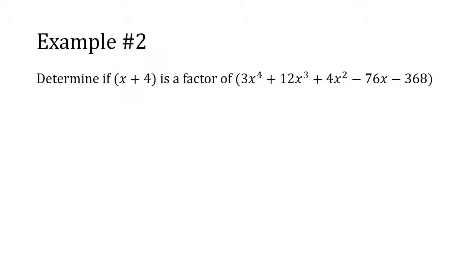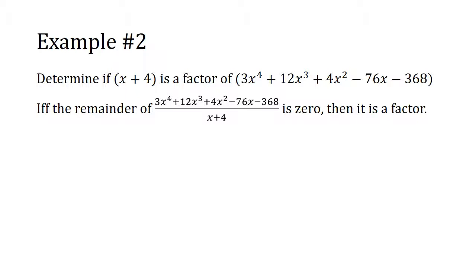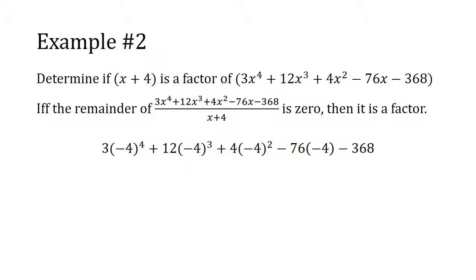It says determine if x plus 4 is a factor of 3x to the 4th plus 12x cubed plus 4x squared minus 76x minus 368. So of course we know, and that's not a typo, that if and only if the remainder of that over x plus 4 is 0, then it is a factor. This is not a new concept to you. I just want to say that again. So if we use the polynomial remainder theorem again, remember, just like synthetic division, this is going to be a negative 4 here because it's minus negative 4.